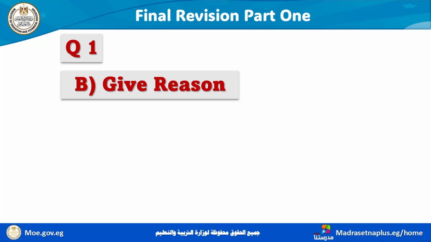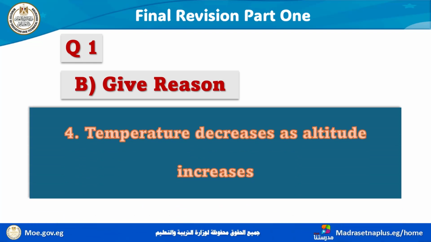Give reason number 4. Temperature decreases as altitude increases. Temperature decreases as altitude increases because the atmosphere becomes less dense and the air pressure drops at higher elevation, and so as we move up, the temperature decreases by 6.5 degrees for each 1 kilometer of height.